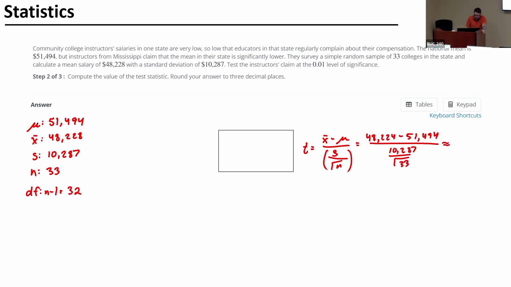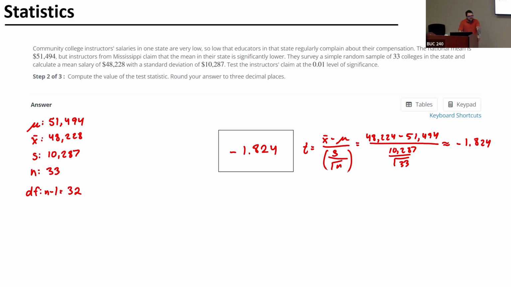Round to 3 decimal places, and you're going to get -1.824. So that would be your test statistic. Negative 1.824.